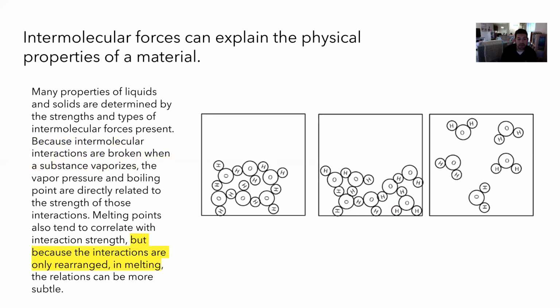All right. Now, the melting points also tend to correlate with interactions, but because the interactions are only rearranged in melting, the relations can be more subtle. All right. What that's saying is when a substance melts, all right, they're still in close contact from the solid to the liquid. They're still in close contact, so there still are intermolecular forces. There are still those attractions happening, but it's been rearranged. It's typically more organized in the solid and it's a little looser in the liquid phase, whereas to go from liquid to gas, it has to be broken.